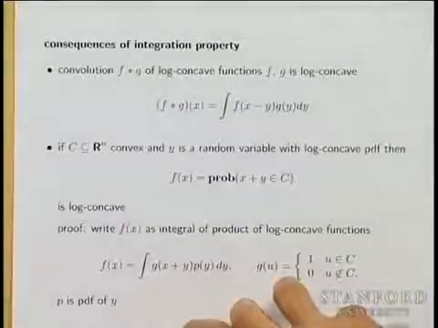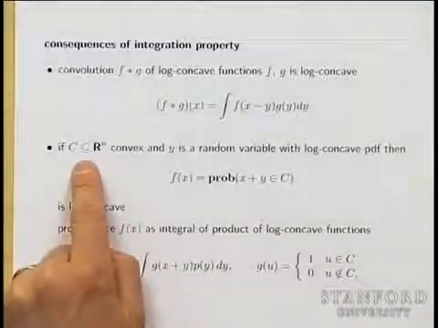Convolution preserves log concavity. Okay? So, by the way, that gives you a lot of stuff right there. If you have two random variables, each with log concave density, and you add them, the distribution of the sum, obviously, is going to be log concave. That's the kind of thing you would get just right off the bat. Okay, so convolution preserves log concavity.